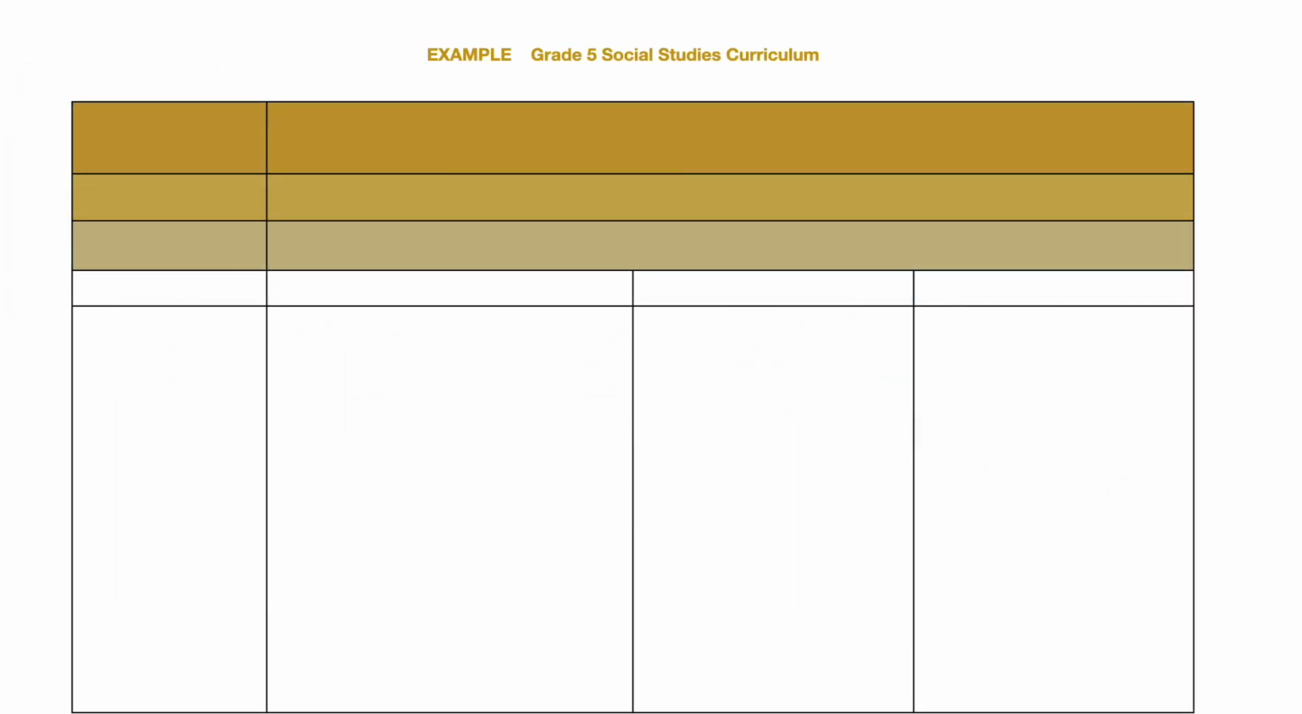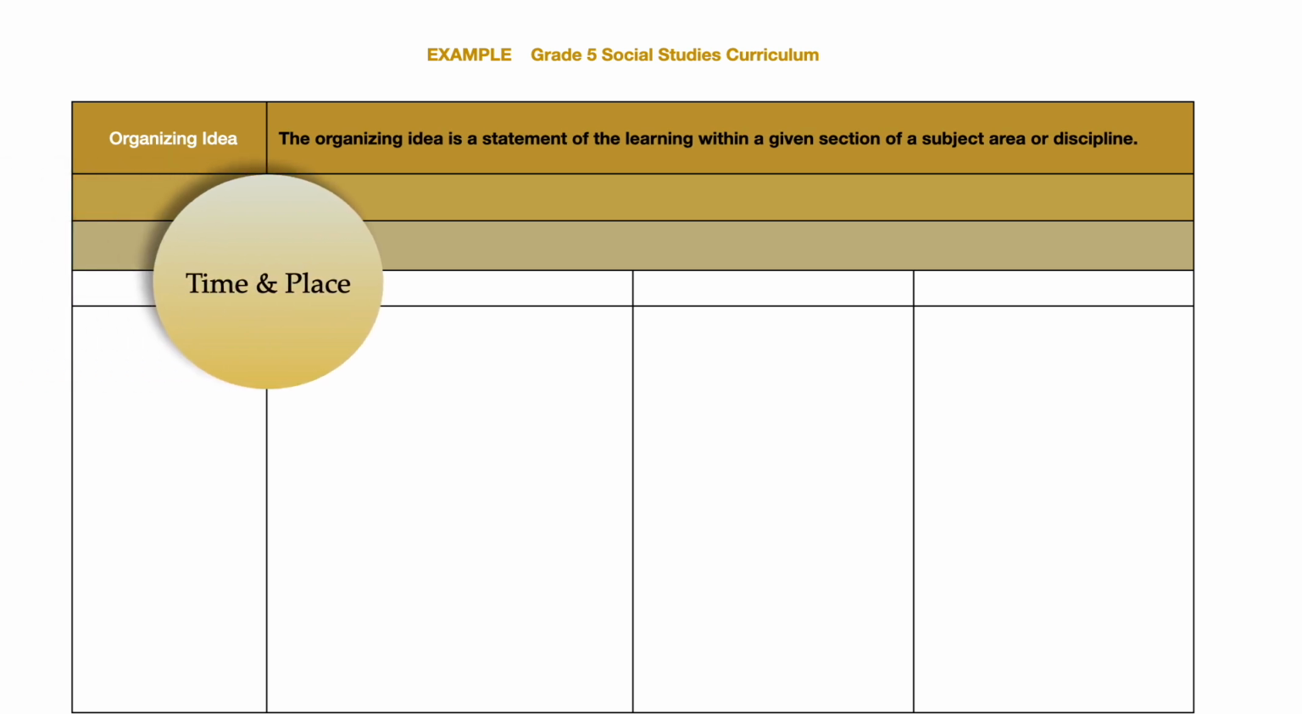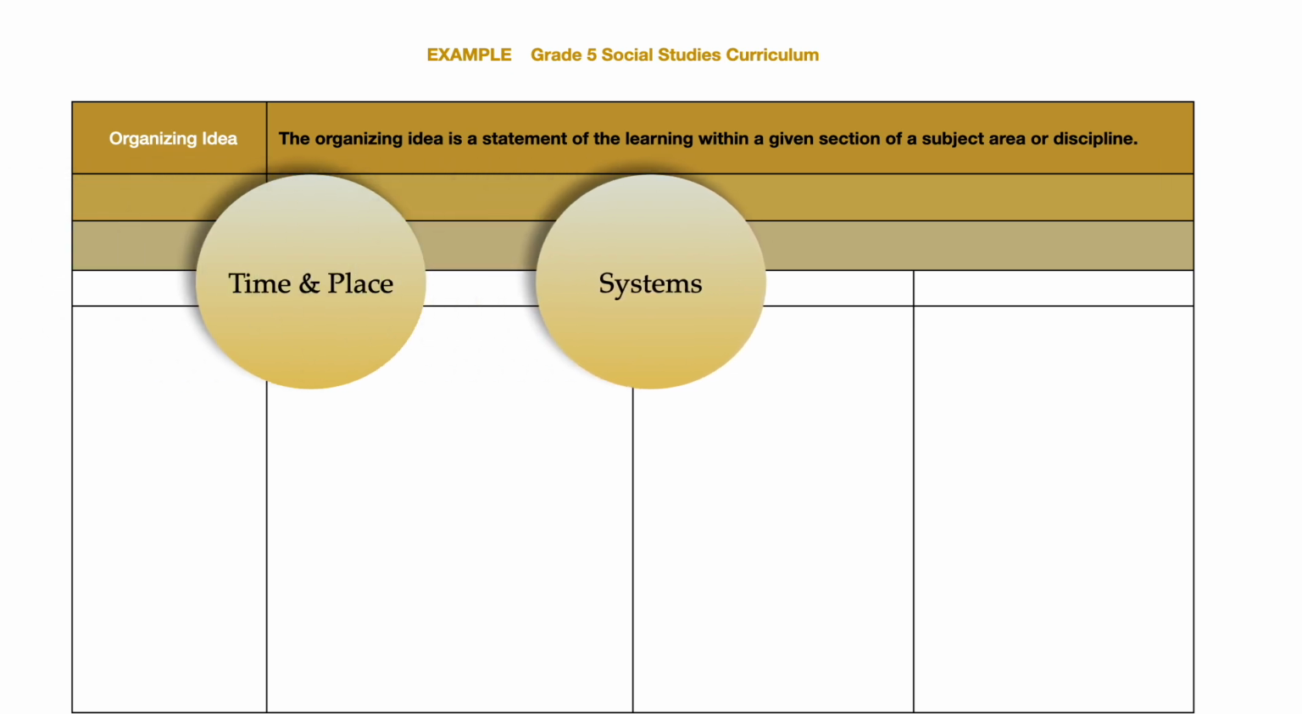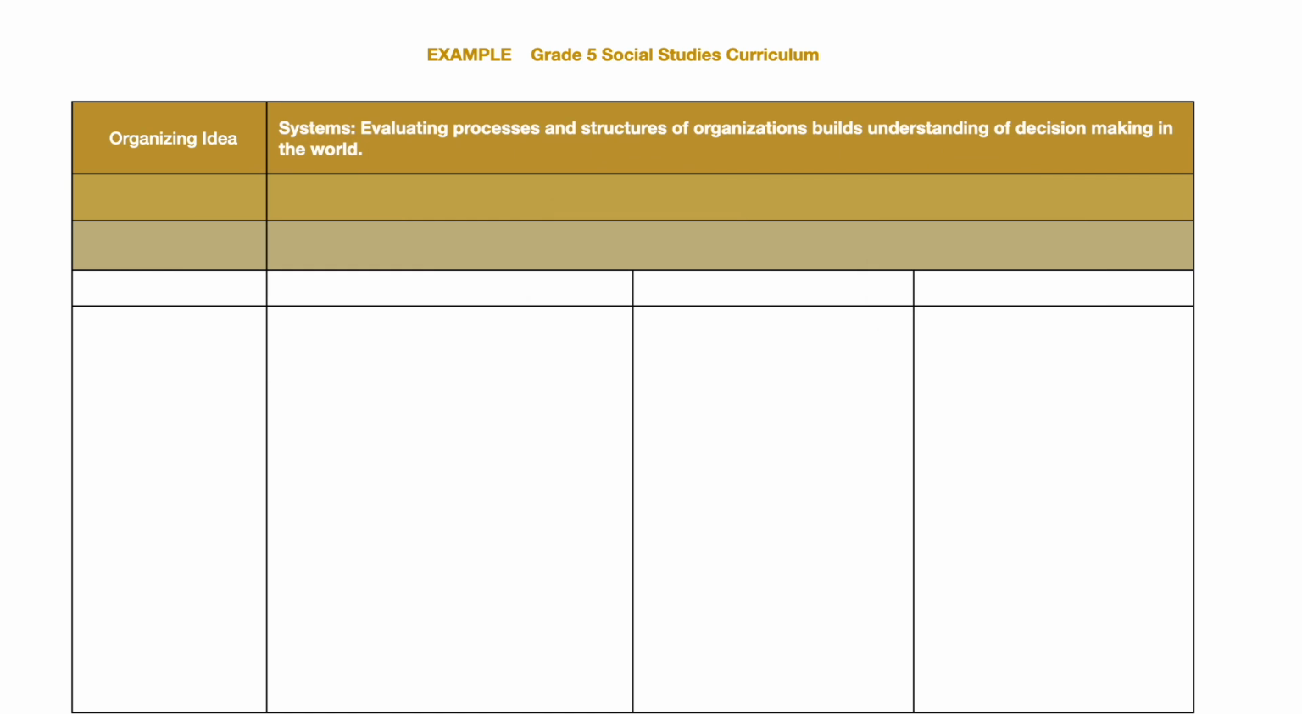As a quick review, the organizing idea is a statement of the learning within a given section of a subject area or discipline. The organizing ideas are intended to be logical categories that communicate the goals of education within each section of a subject area. The three organizing ideas in the new kindergarten to grade 6 curriculum are time and place, systems, and citizenship. In this grade 5 example, we will use the organizing idea called systems.